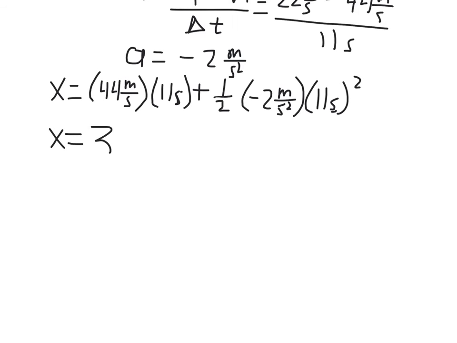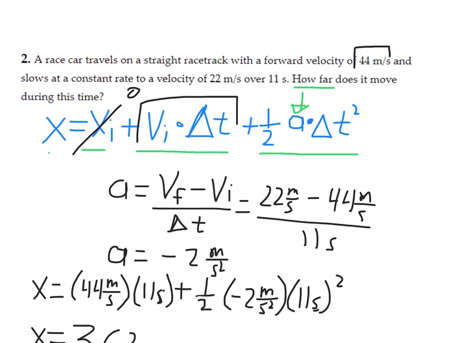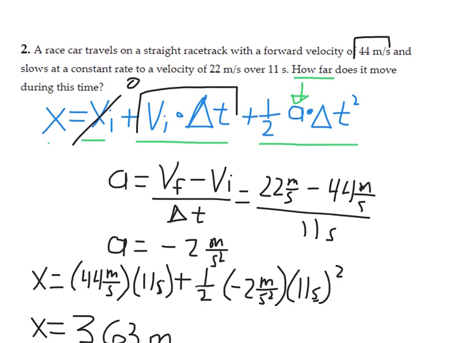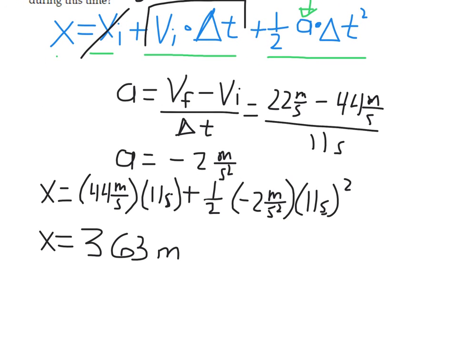So it's 363 meters. It doesn't say anything about a direction, so it's only 363 meters. This is how far it went. That's how much it moved during that change in speed.